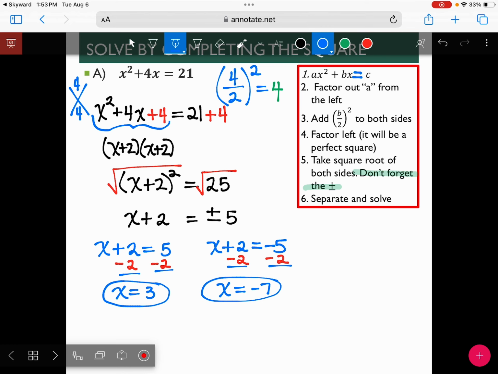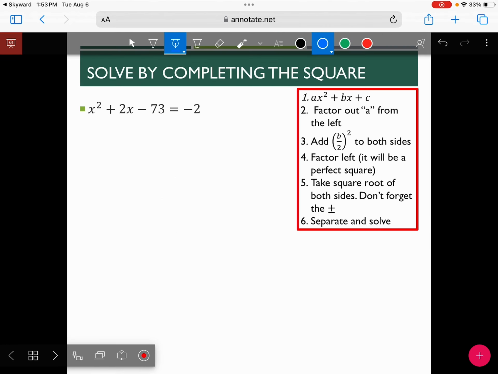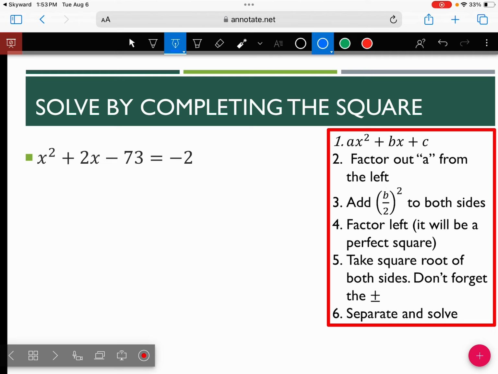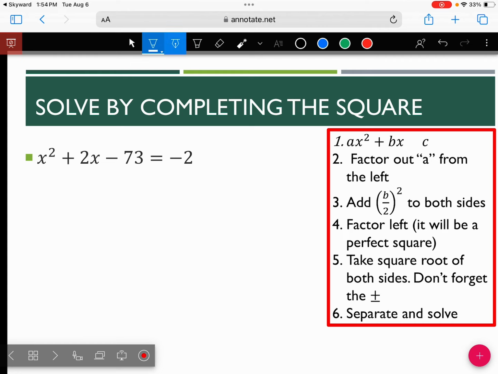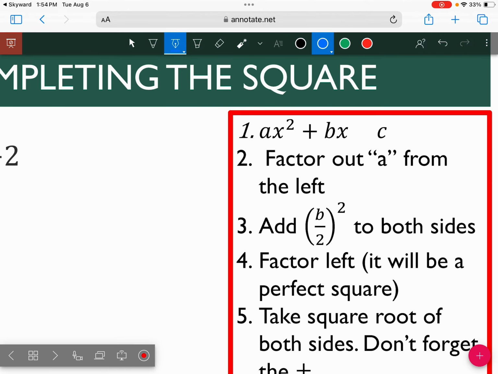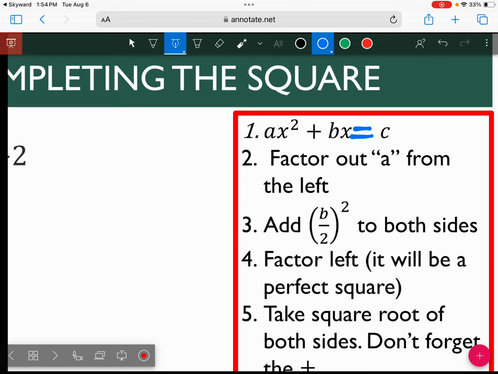All right, so now let's do another one. Go ahead and copy down this example. We're going to practice this process again. All right, so we got x squared plus 2x minus 73 equals negative 2. So again, this first square should be equal C.